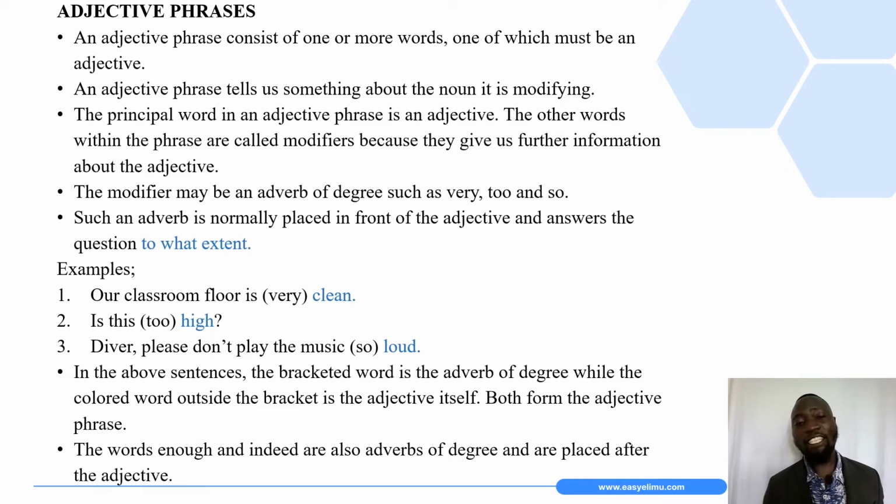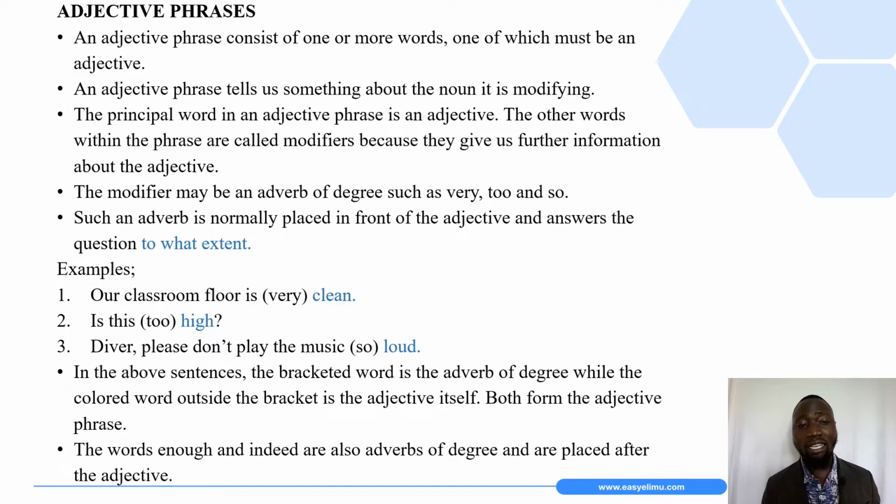So it means that if we have a group of words without any adjective in it, and you are told to identify an adjectival phrase, then in that case, there is no adjective phrase to be identified. An adjective phrase tells us something about the noun it is modifying. And again, the principal word in an adjective phrase is the adjective itself.